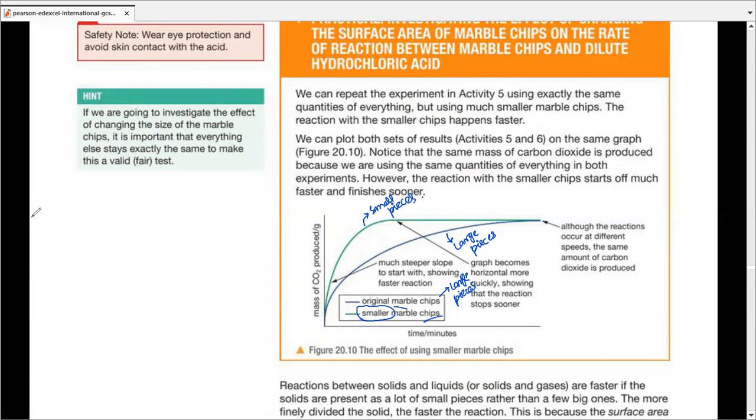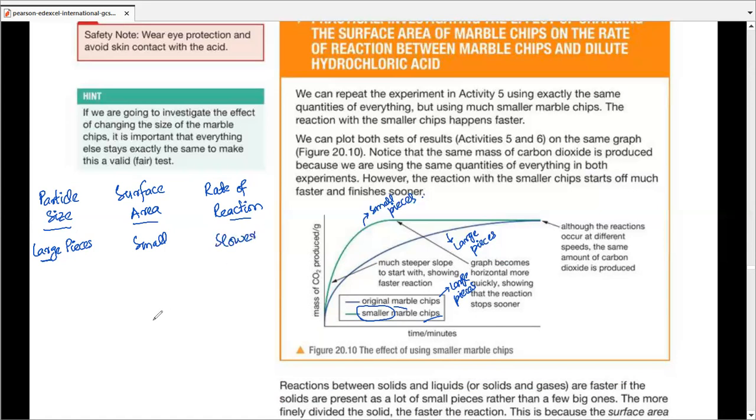And this time I am going to talk about particle size. I'm going to further elaborate it. Surface area. And I'm going to relate it with rate of reaction. Now, when we were using large pieces, so basically the particle size is large, that's why I'm using this word, the surface area was small, right? And the rate of reaction was slower, right? Then we did another experiment with small pieces. And this time we had a bigger surface area. Let's call it smaller. And the rate of reaction was somewhat faster.